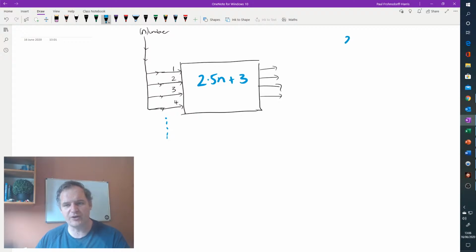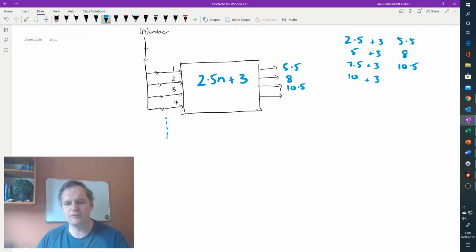The 2.5 times table is 2.5, 5, 7.5, 10. So we're going to add 3, add 3, add 3. We've actually got, hopefully, 5.5 as our first output, 8. And as Adeline's been pointing out to us, that means the gap is going to be 2.5 between all these numbers. And it is. The gap is 2.5.